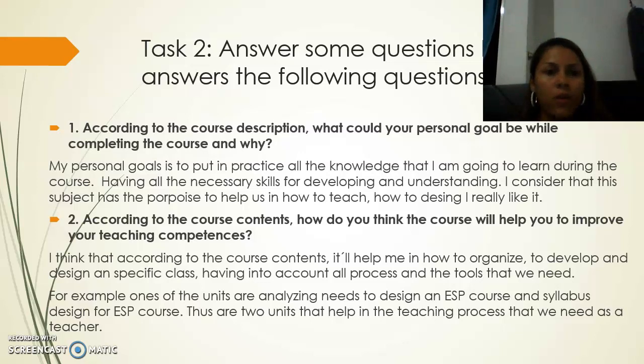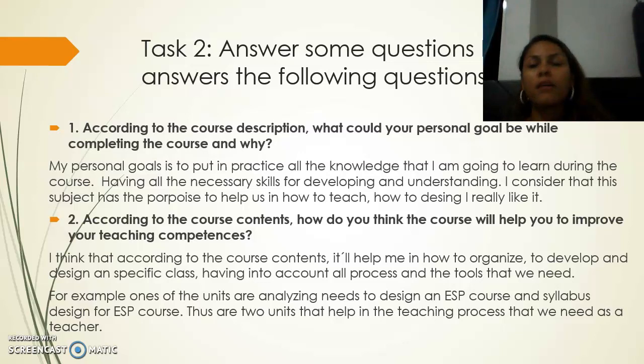Number 2 is, according to course content, how do you think the course will help you to improve your teaching competence? Well, I think that according to course content, it helped me in how to organize, to develop and design a specific class, having into account all the process and the tools that we need. For example, one of the units is analyzing needs to design an ESP course and a syllabus design for an ESP course. Those are 2 units that help in the teaching process that we need as a teacher.